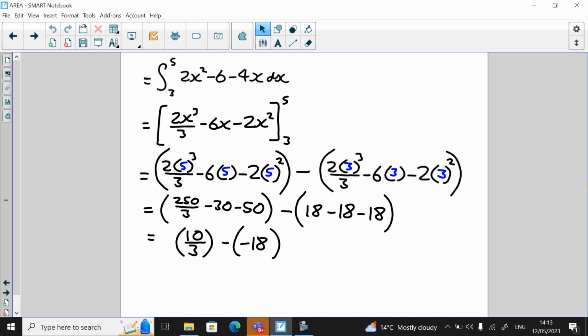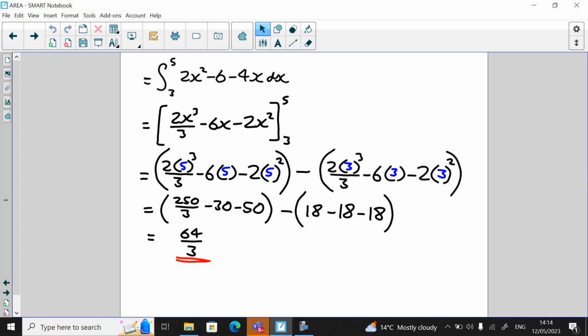Okay, 10 over 3, we're taking away a negative, so you can think of that as negative, negatives gives a positive, so 10 over 3 add 18, put that in your calculator. If you wanted a common denominator, that would be 10 over 3 plus 54 over 3 to give you 64 over 3. Trust your calculator. There you go. So, 64 over 3, that answer's fine.